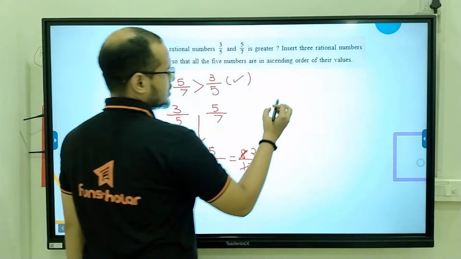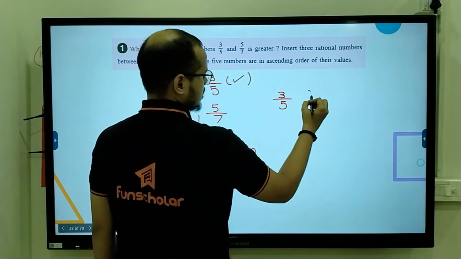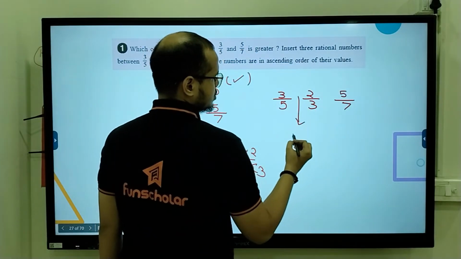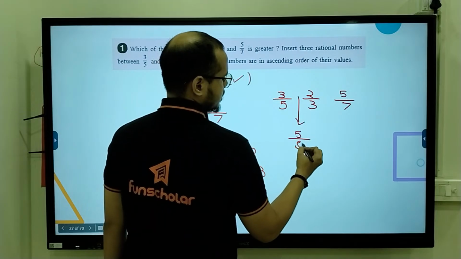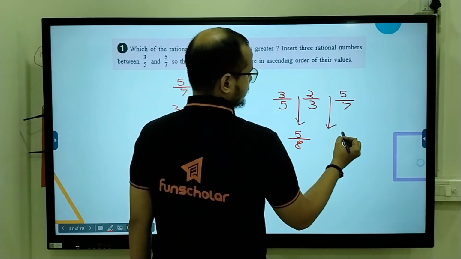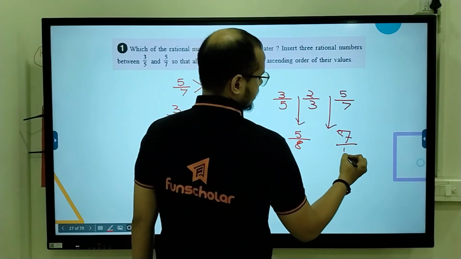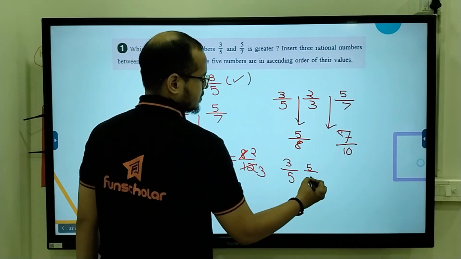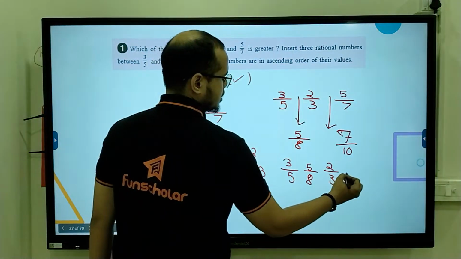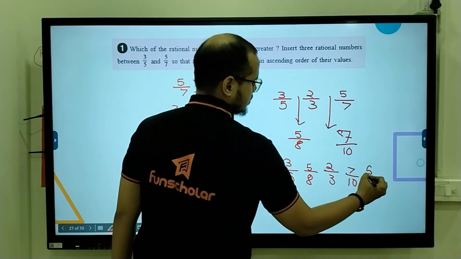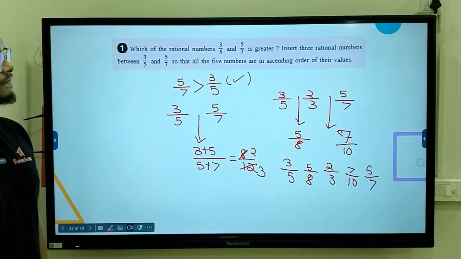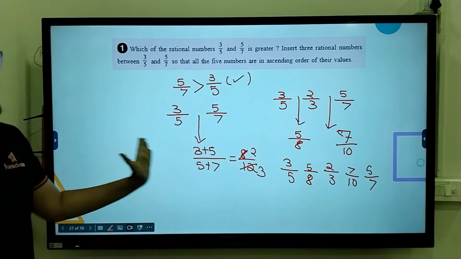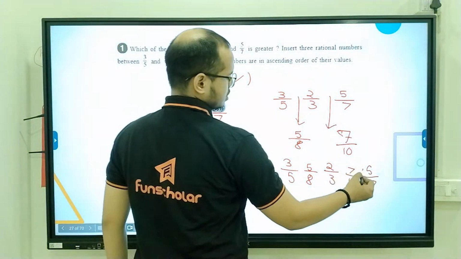So now we'll write it down: 3 by 5, 2 by 3, 5 by 7. Now the average of the first two: 3 plus 2 is 5, 5 by 8. Average of the last two: 5 plus 2... 7 by 10. Okay. So the three rational numbers between them are 5 by 8, 2 by 3, 7 by 10. So the sequence is 3 by 5, 5 by 8, 2 by 3, 7 by 10, and 5 by 7. That's it. And this is the ascending order as well, because 3 by 5 is the lowest and we are going from here to here.